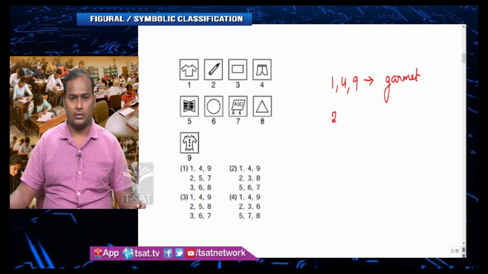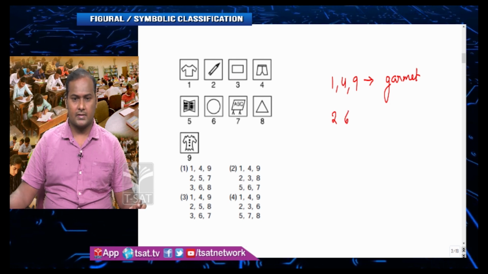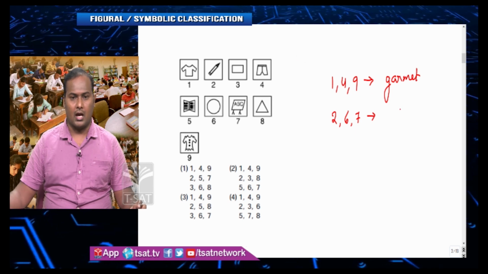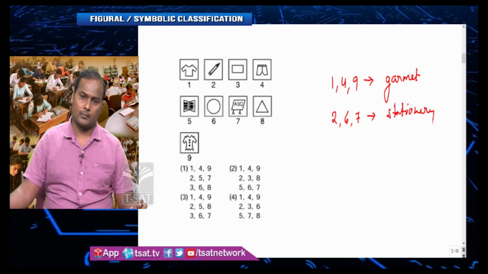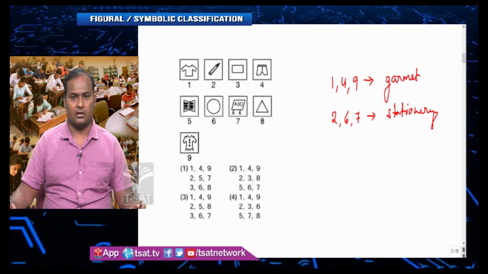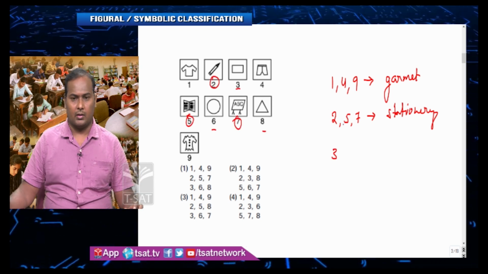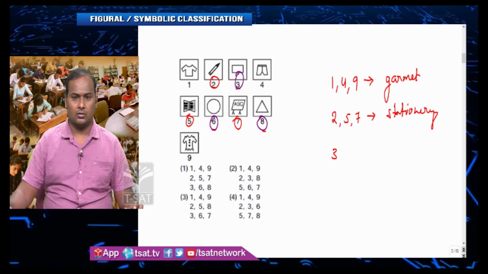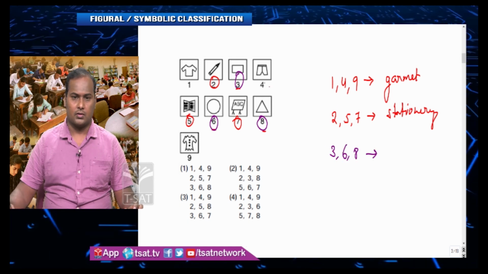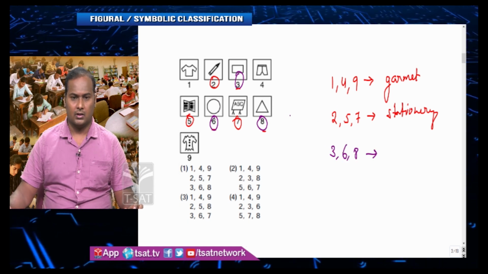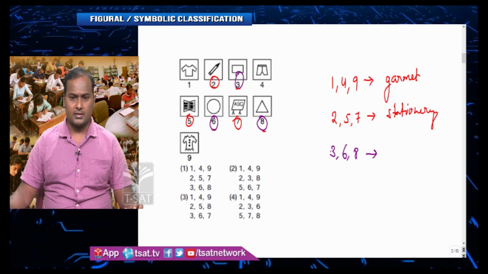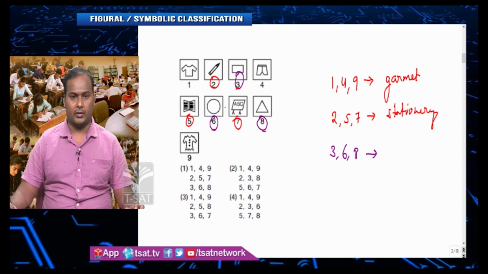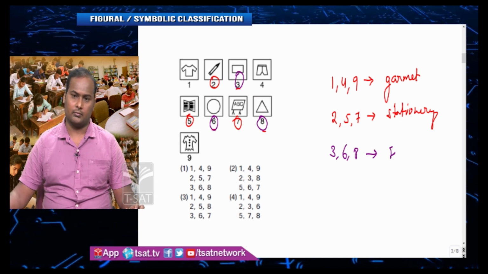So for figure number 2, 6 and 7, these three can be classified based on the character of stationery. He is talking about all stationery items here. The remaining group, that is 3, 6 and 8. So 3 is a square, 6 is a circle, and 8 is again a triangle. So 3, 6, 8 I can group into the symbols you see in our geometry, right? So symbols belong to geometry.